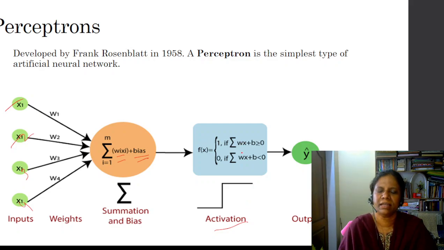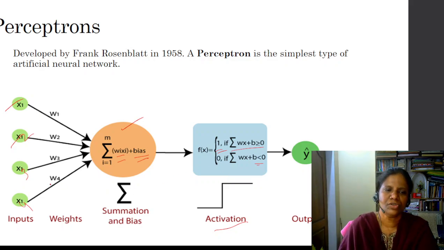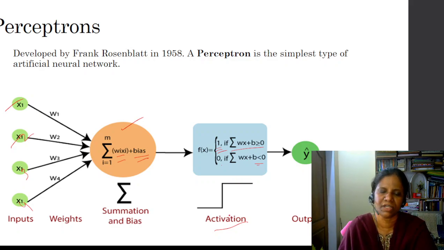For the step activation function, whatever output you get from this point, if it is greater than or equal to 0, the output is 1. If it is less than 0, the output is 0. This is as simple as this, the perceptron and its working. So we have one input layer where all the inputs go, and an output layer, and the output will be either 0 or 1 based on the step activation function.